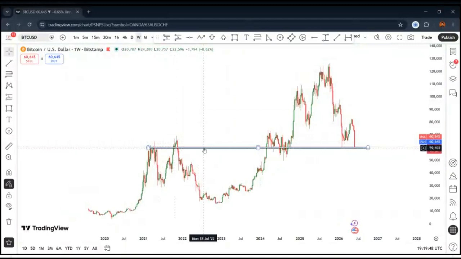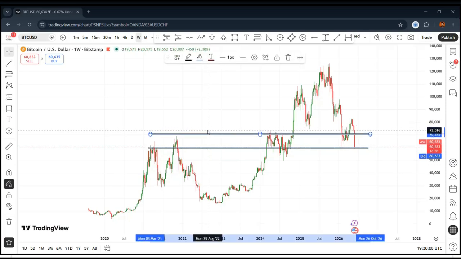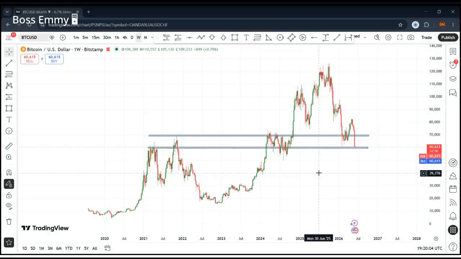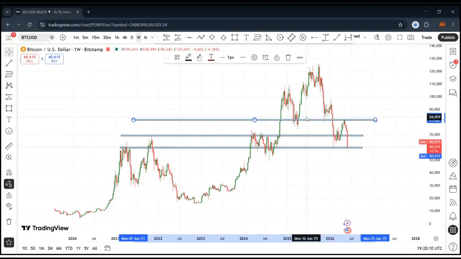Then the next thing I want to do is identify other zones I can see, other support levels and resistance levels. So let's identify them. I pick my tool and draw. After this, I will just be identifying a few ones here, then we'll go to the lower time frame and identify other zones.